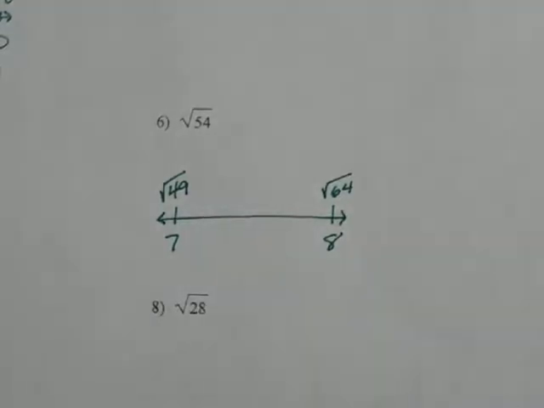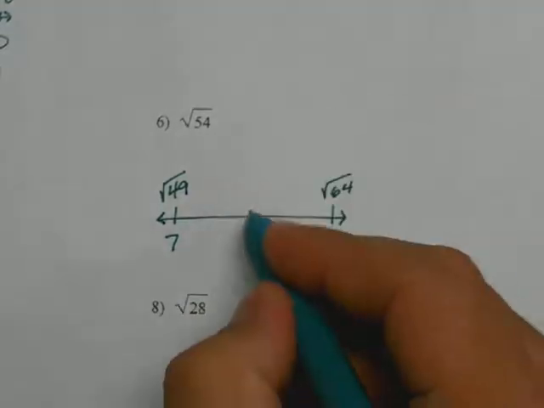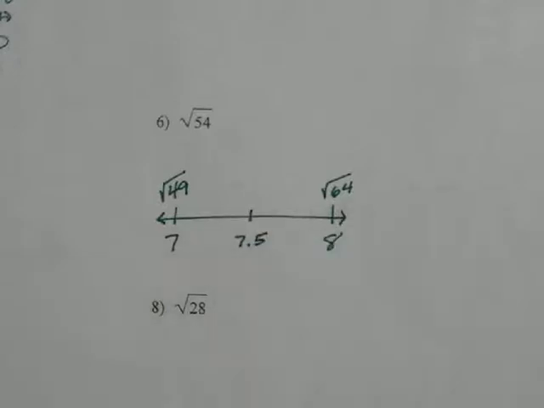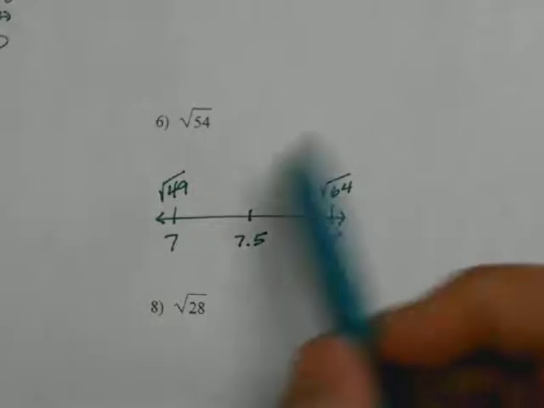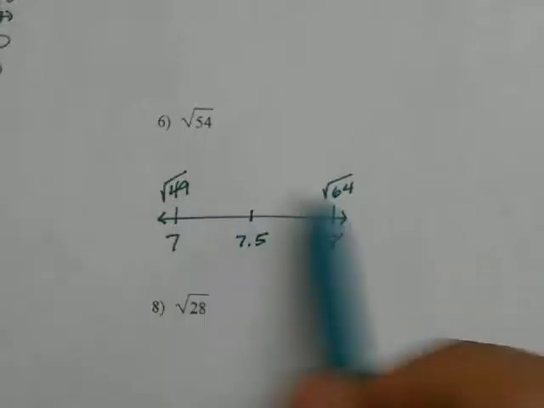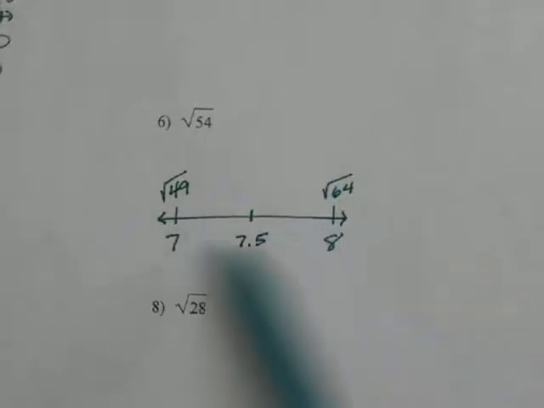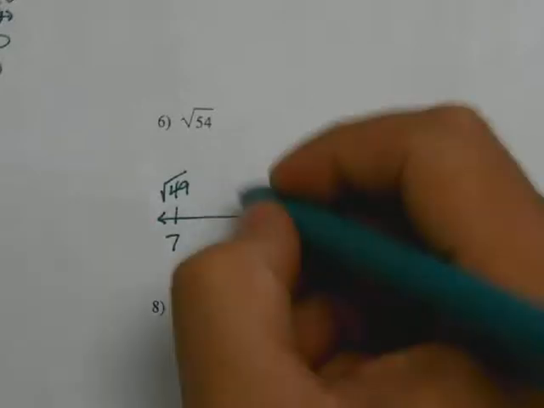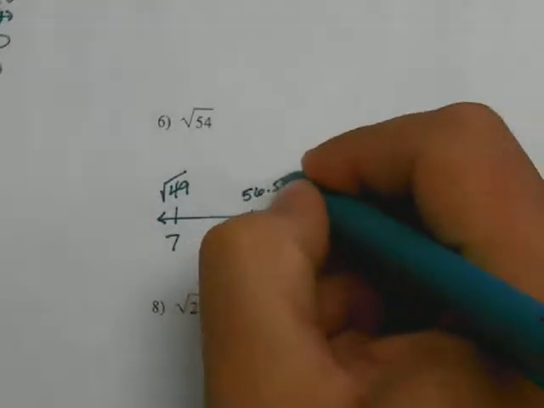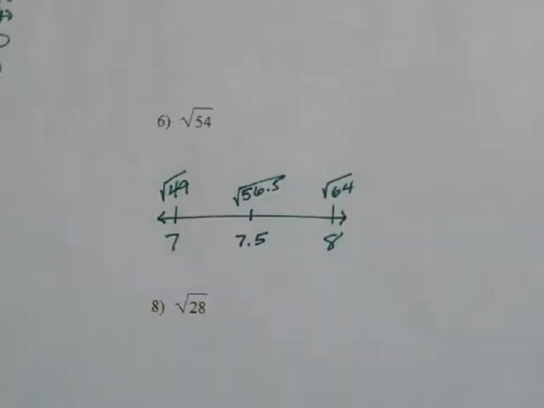But let's narrow it down even further. So we know the middle of 7 and 8 is 7.5. Okay? 7.5 is right in the middle. And then how do we determine this middle up here? Well, you can average these, or there's a couple shortcuts. You can say 7 times 8 is 56, and then you just add a half. So 56.5. And that's the square root of 56.5 is 7.5.